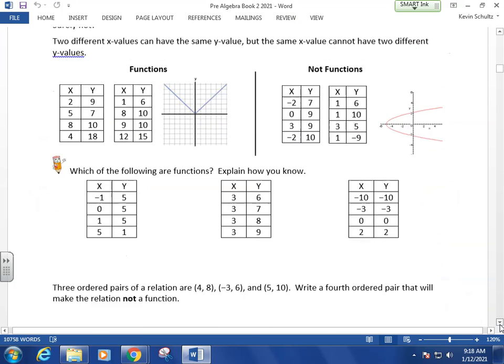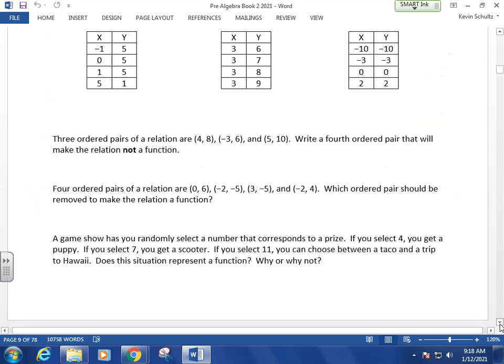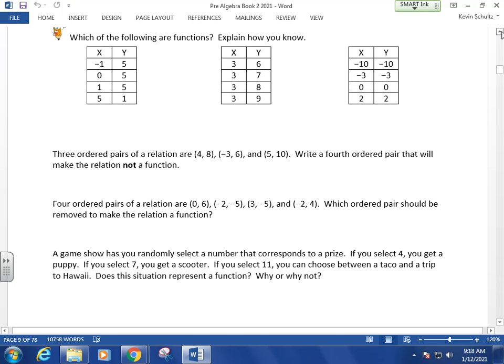It says, which of the following are functions? Explain how you know. Is that first XY table, that first table, a function? Raise your hand if you think, yes, it is a function. Raise your hand if you think, no, it's not a function. There are a total of 4 people who raised their hands for either of those things. It's either a function or it's not. I want everybody to make a commitment, even if you're wrong. Pick a side. Raise your hand for function. Raise your hand for not a function. Ooh, about split, half and half.